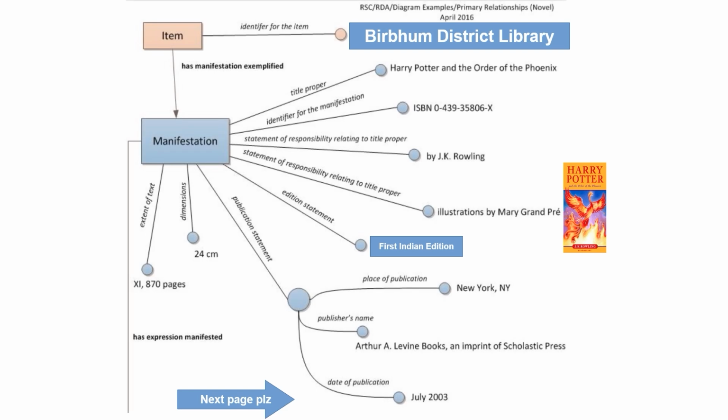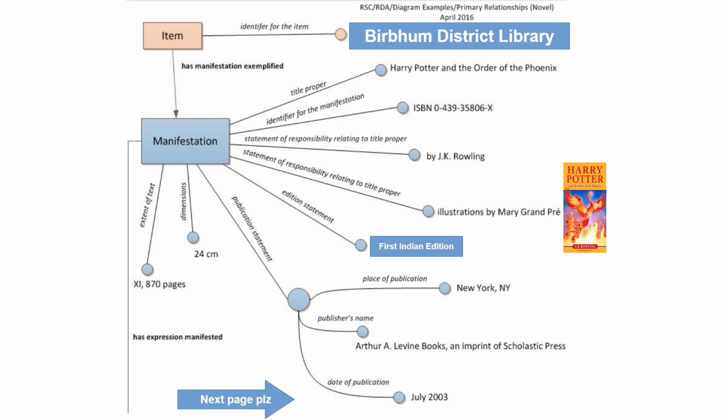And here you can see a real life example. Suppose I have a copy of Harry Potter at Birbhum District Library. That's an item. That item has common attributes or major attributes like item ID, barcode, or accession number. Then we catalog the manifestation. Manifestation has different attributes. Mostly we follow ISBD or MARC 21 here. MARC 21 is also based on ISBD. So these are the important attributes like title, author, publisher, subject, and so on.